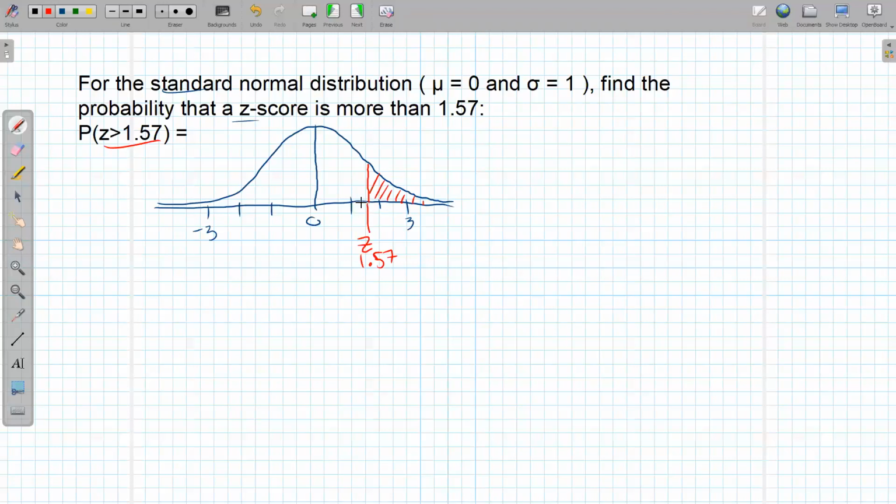So let's see, I can estimate it. So 95% would be between 2 standard deviations, which puts 2.5% in the tail. This is inside of that, which means the tail is going to be bigger than 2.5%. So I get a rough estimate. Let's go over to the calculator and find it.